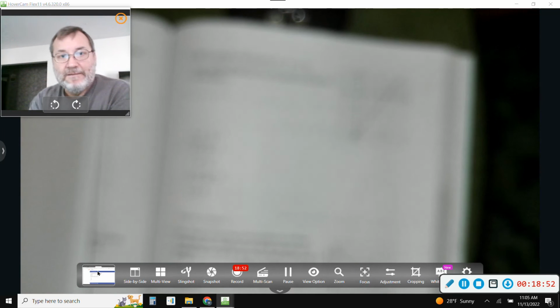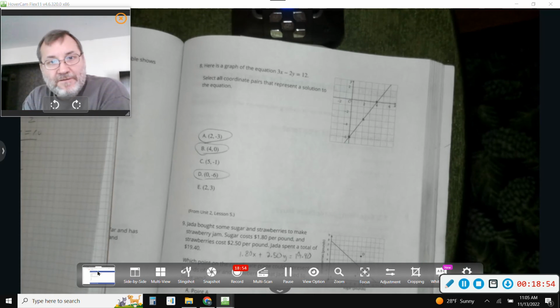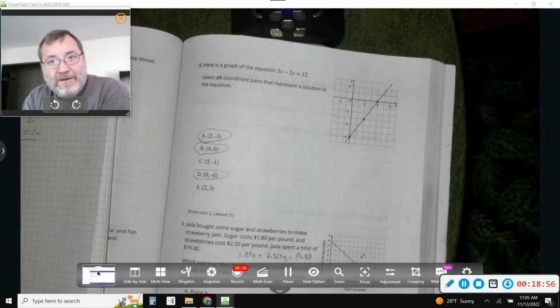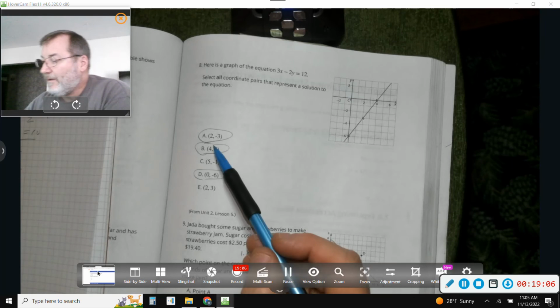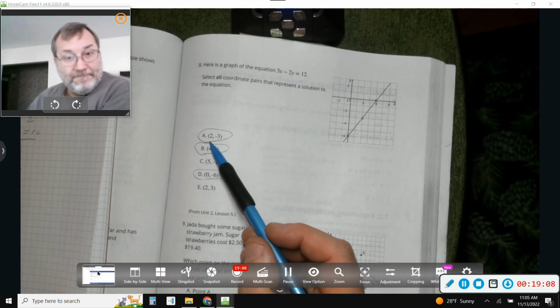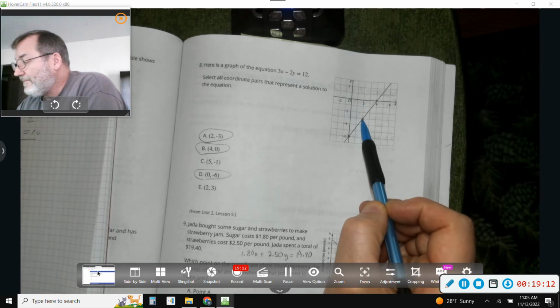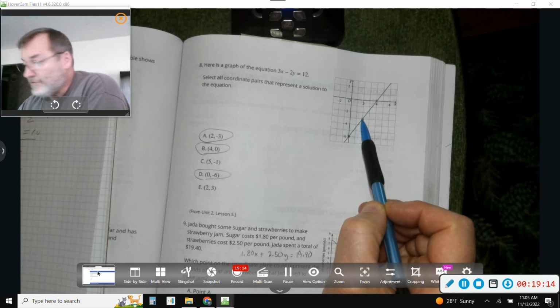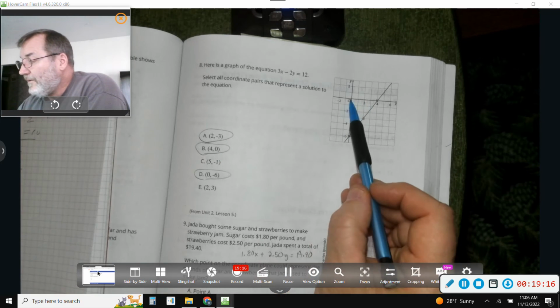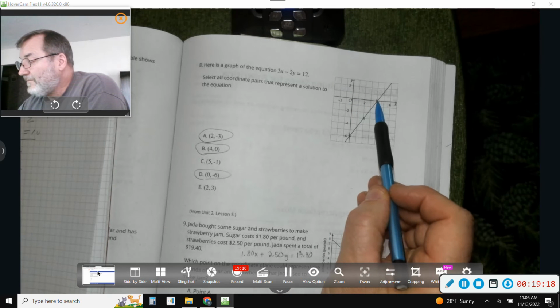Number 8. Here is a graph of the equation 3x minus 2y is equal to 12. Select all the coordinate pairs that represent a solution. Okay, so we just go through and see if it's on the line. Let's see, 2, -3. Yes, that's a solution. 4, 0. Okay, there it is.